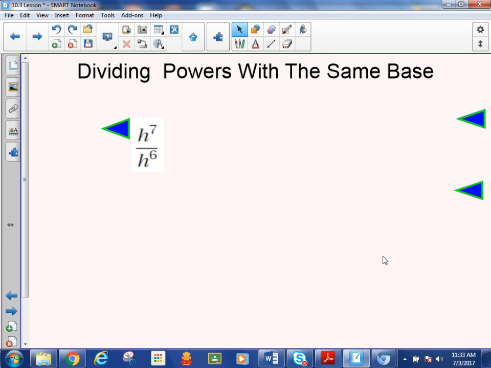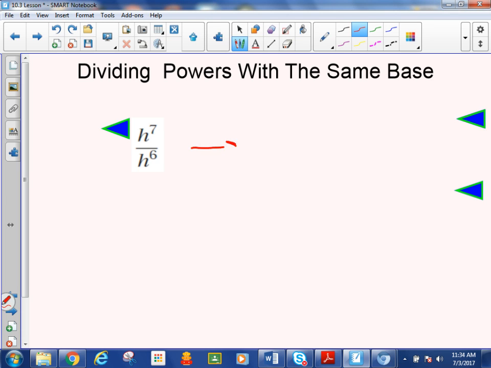Okay, in this last part of the lesson, we're going to be dividing powers that have the same base number. So very similar to what we did when we multiplied numbers that had the same base number. We multiplied. Well, what do you suppose we would do if we divided? Well, when we multiplied, we added the exponents. When we divide, we're going to subtract the exponents.